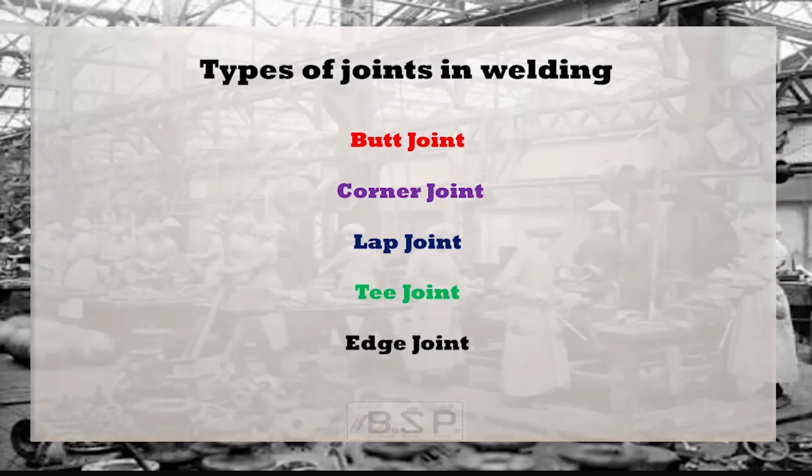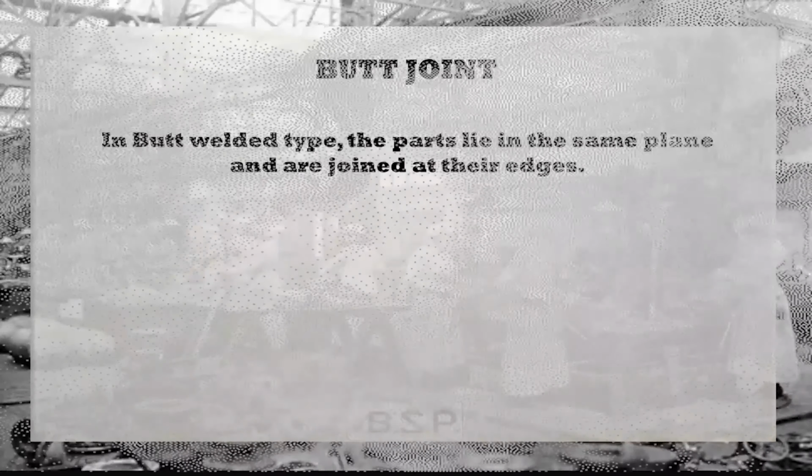We will first discuss the types of joints used in welding. They are butt joint, corner joint, lap joint, T-joint and edge joint. So as you can see, there are 5 types of joints used in welding. We will discuss them one by one. We will start with butt joint.